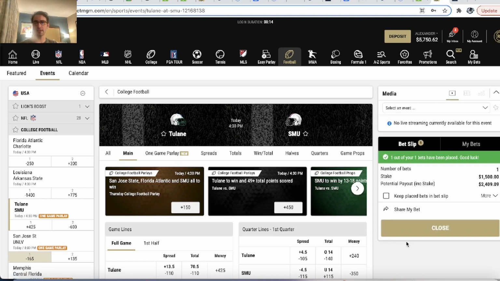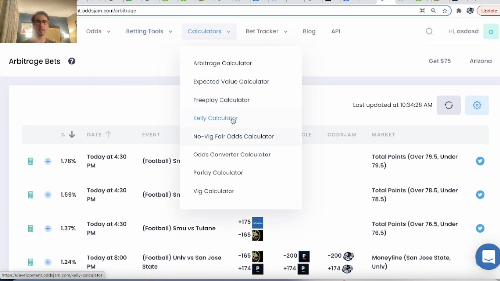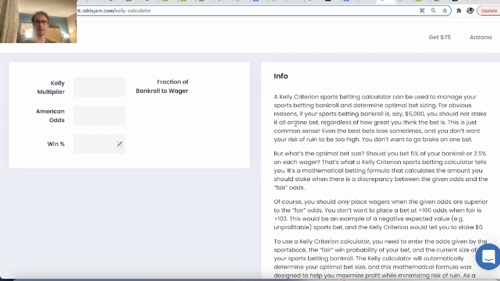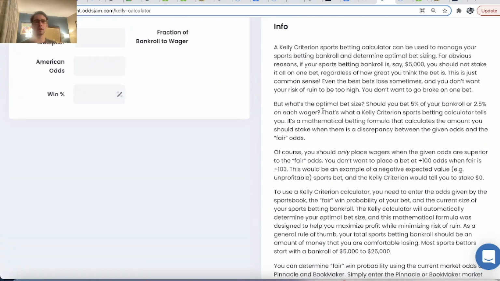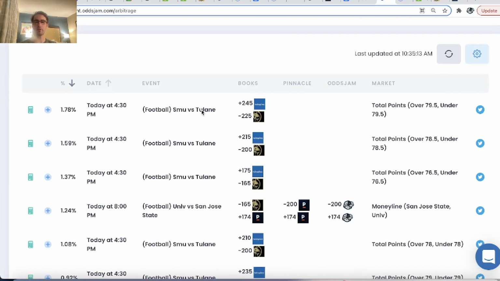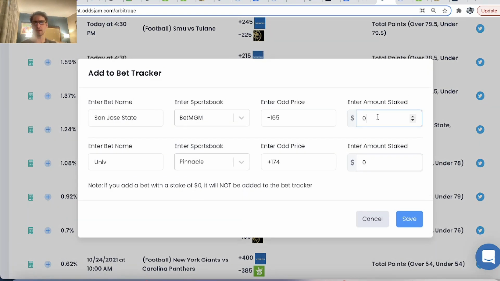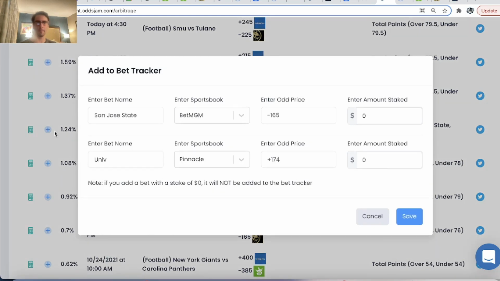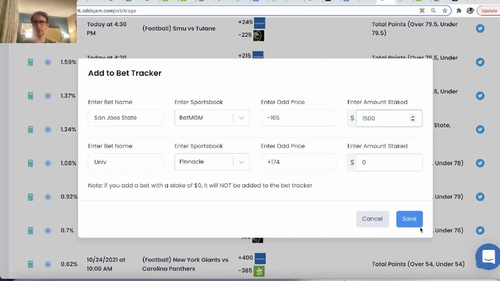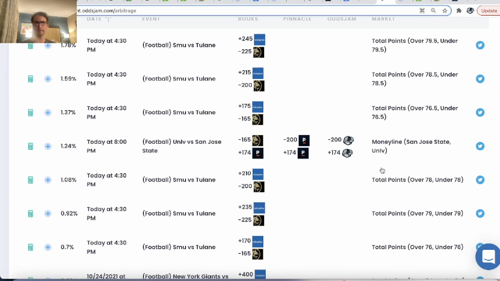Again, if you're bankroll constrained, a great way to manage your bankroll is just using a Kelly criterion calculator. So there's some information on the Kelly calculator over here. I'm not going to talk about it much in this video, but it just essentially tells you what fraction of your bankroll that you should be betting on a specific wager. So our first bet, San Jose State minus 165 odds versus UNLV. I'll add this to my bet tracker, 1,500. Just click on that little plus arrow. So we added in 1,500, boom, BetMGM, minus 165 odds. We're taking San Jose State.